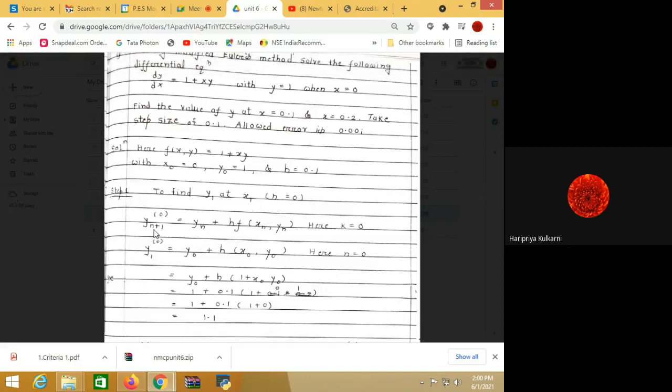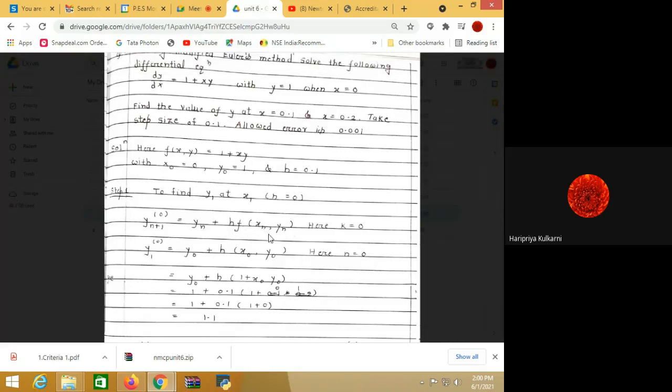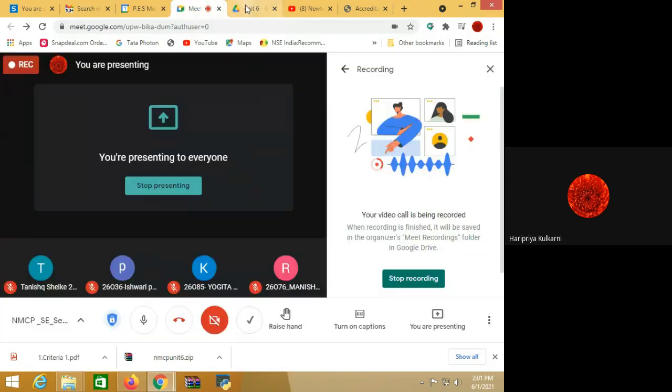As per the formula, yn plus 1 equal to yn plus h f of xn, yn. This is Euler's formula. So y1 will be equal to y0 plus h f of x0, y0. We'll substitute the values. y0 is given to us as 1, plus h is given as 0.1, in brackets the function is 1 plus xy. So instead of xy, I will write x0 y0, because we know the 0th value. So 1 plus x0 is 0, y0 is 1, so this is 0. So it will be 1.1. So y1 is 1.1. This is the first step of how we find y1.